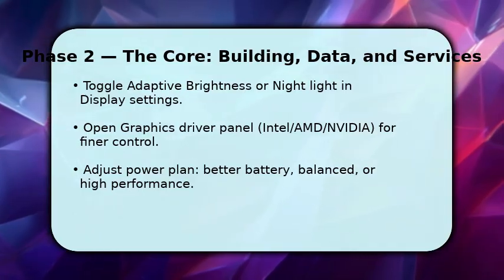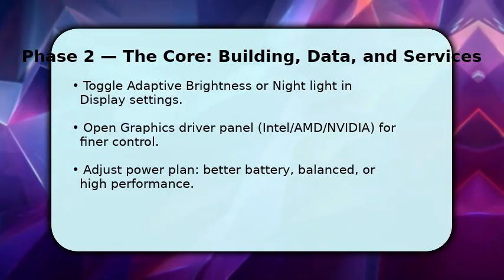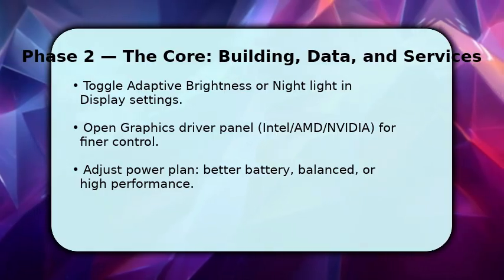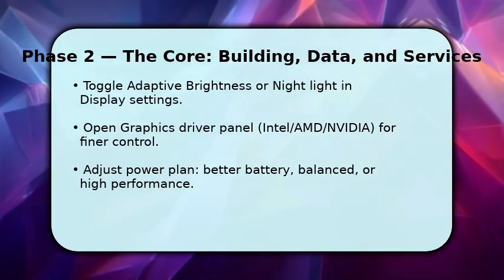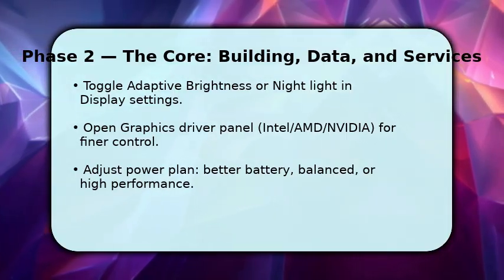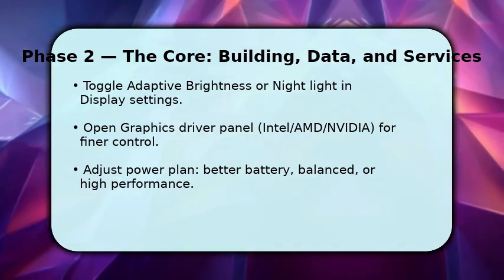Go to Display Settings and toggle Adaptive Brightness so the system uses ambient light to adjust automatically. Enable Night Light to reduce blue light in evenings. Make sure to open your graphics driver control panel, Intel, AMD, or NVIDIA, to set per application brightness, color profiles, or gamma. These often override Windows.